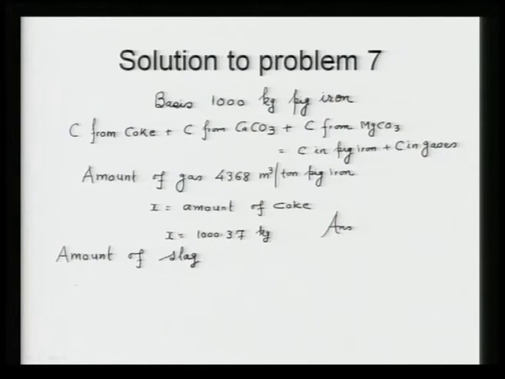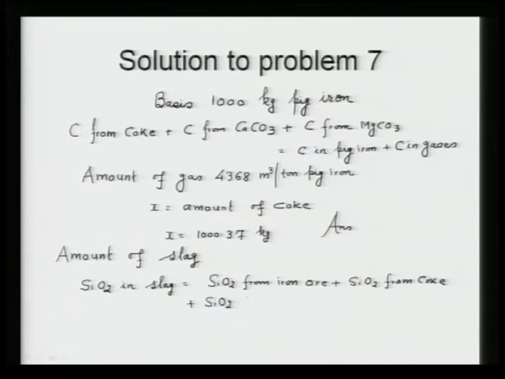First of all, let us take SiO2 in slag. SiO2 in slag will be equal to SiO2 from iron ore plus SiO2 from coke plus SiO2 from limestone.